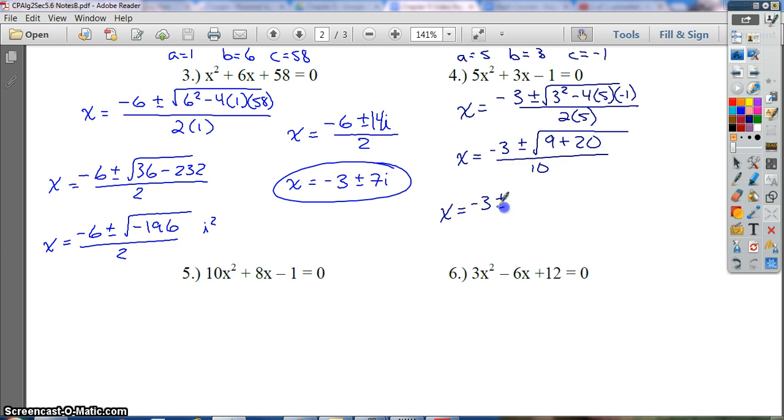Let's take care of underneath the radical. Square root of 29. That's a prime number. So I can't reduce it. That's where you would stop. Okay? 3 does not divide 10. 2 doesn't divide 3. 29 is a prime number. You can't divide that by anything to break it down. So let's jump to 5 and 6 now.